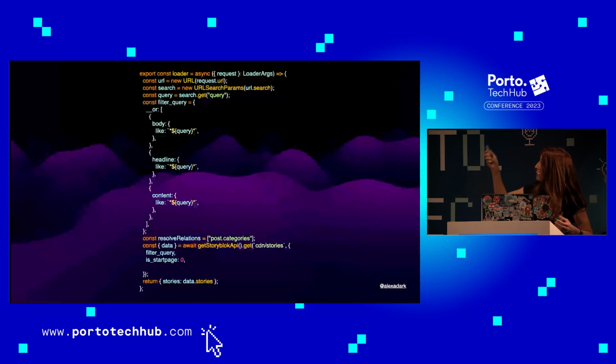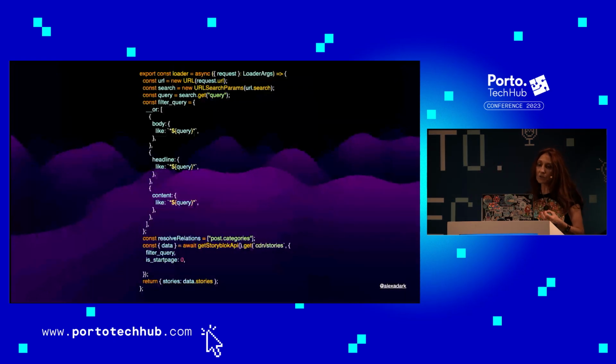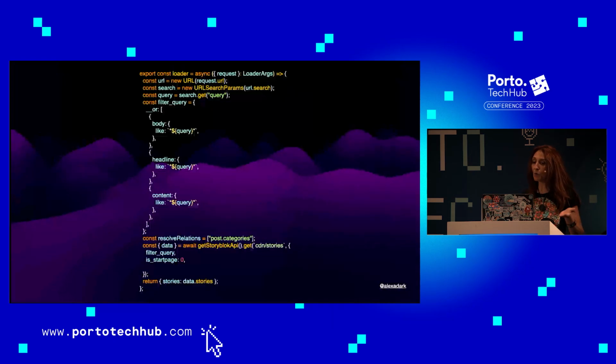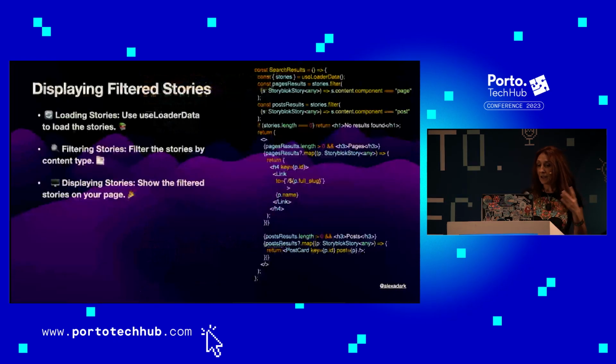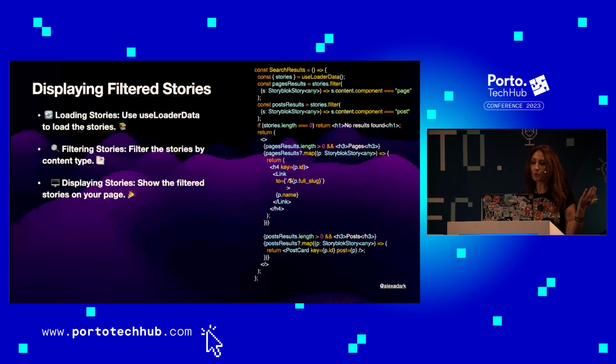And so here we have all the code for our loader. We pass the filter parameter to our request, and then here we return the stories filtered by our query. And so finally, we have our filtered stories from Storyblok, so it's time to display them.